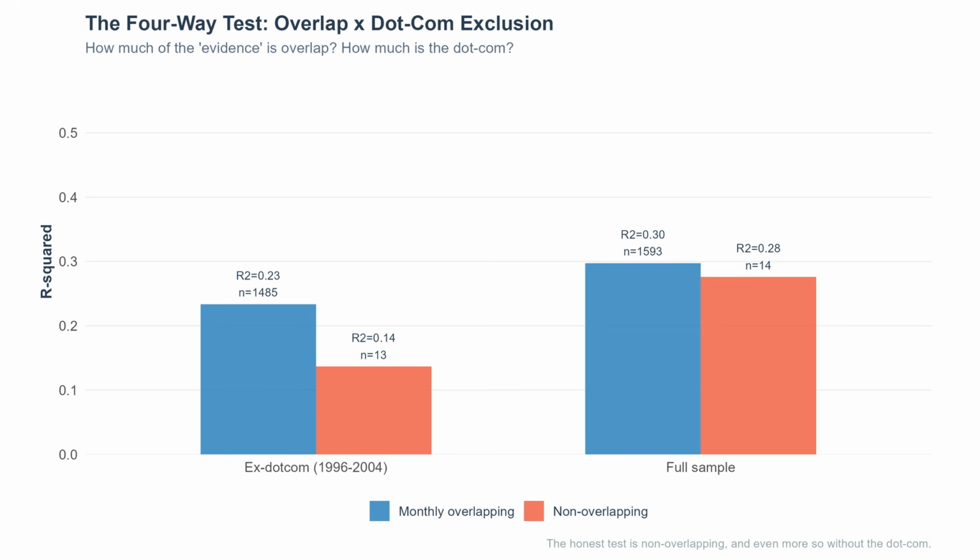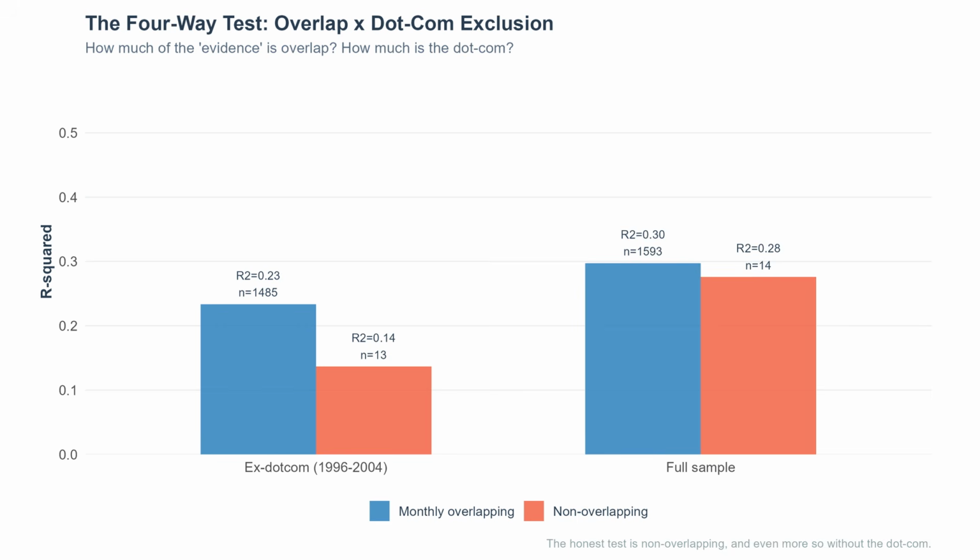Let's look at the R-squared. Give us a quick refresher on R-squared, just to be safe. Sure. R-squared is a simple measure of how much of the future outcome is explained by your current data. It runs from 0 to 1. An R-squared of 1.0 means perfect prediction. An R-squared of 0 means the data tells you absolutely nothing.